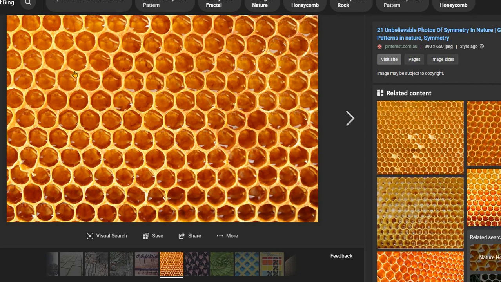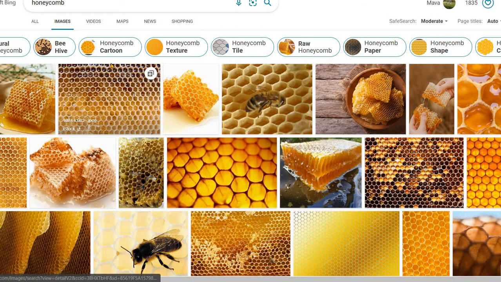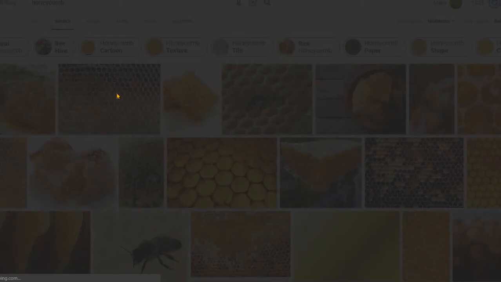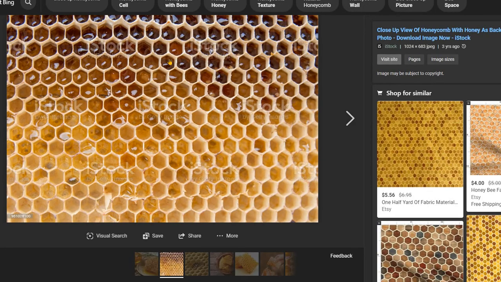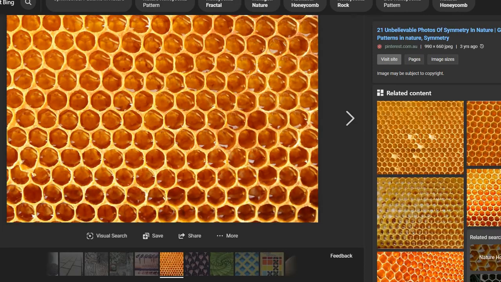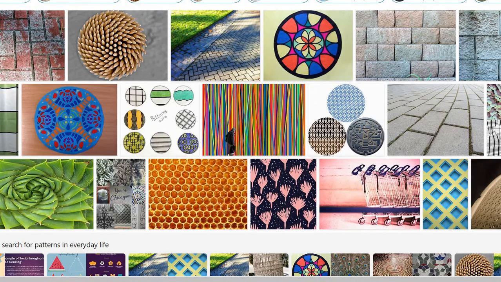Here's a pattern in honeycombs. It's supposed to be really close to a hexagonal pattern. Let's take a look at another screen here. So I just searched up patterns in honeycombs and you can see the pattern that's naturally occurring in honeycombs. It's made up of a hexagonal pattern. You can see it really clearly here. And let's take a look at some other kinds of patterns.